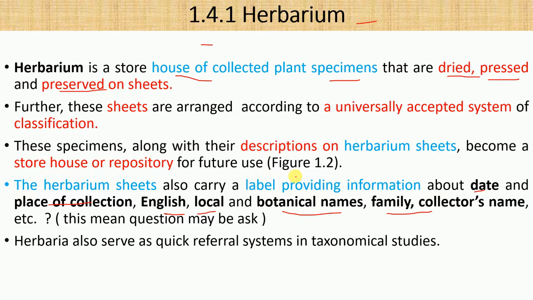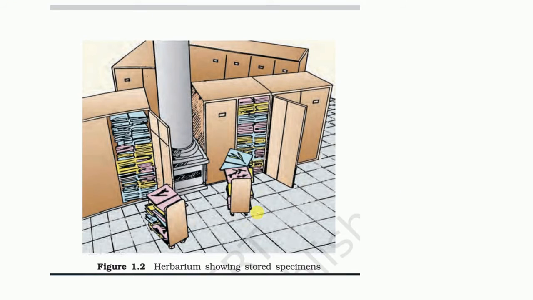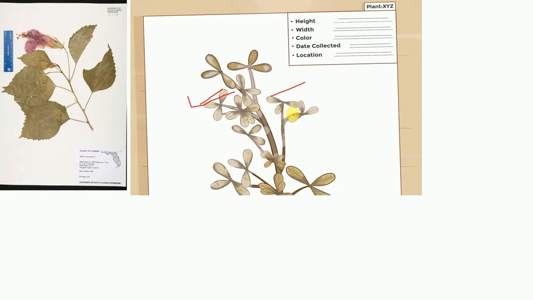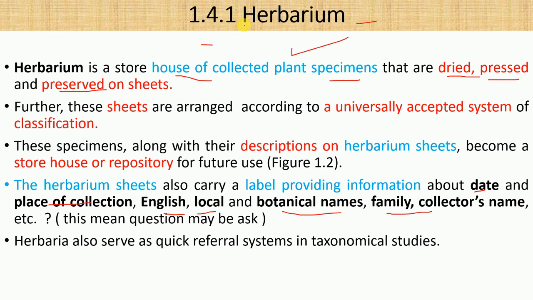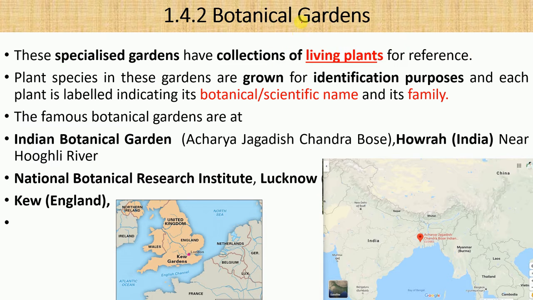So by using this herbarium sheet, if you are curious to know about some species of plants, you simply go and check in this herbarium house. So you can get information about a particular plant species, right? So the herbarium sheet is so useful for research for our upcoming generation. Now let's move on to another taxonomical aid.